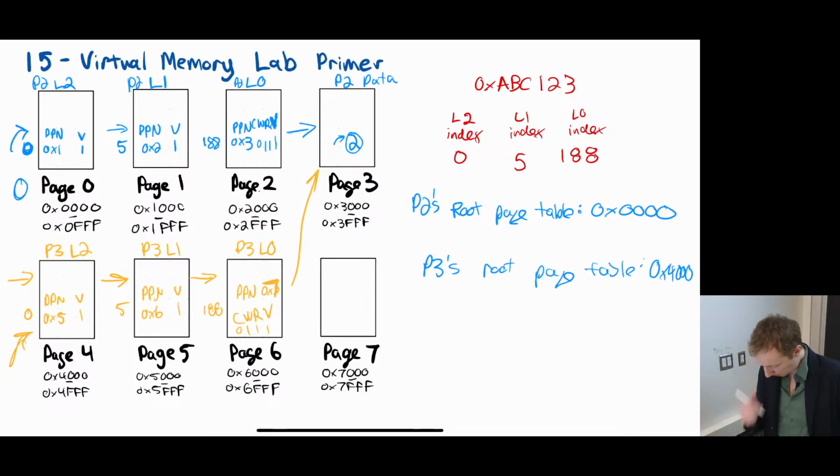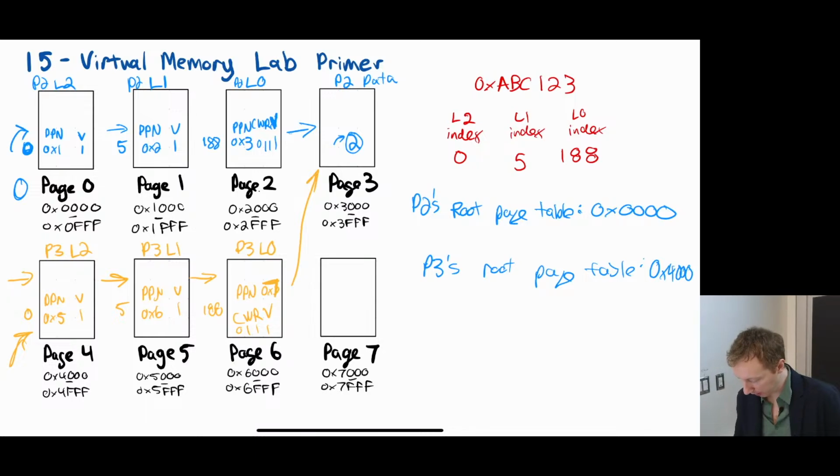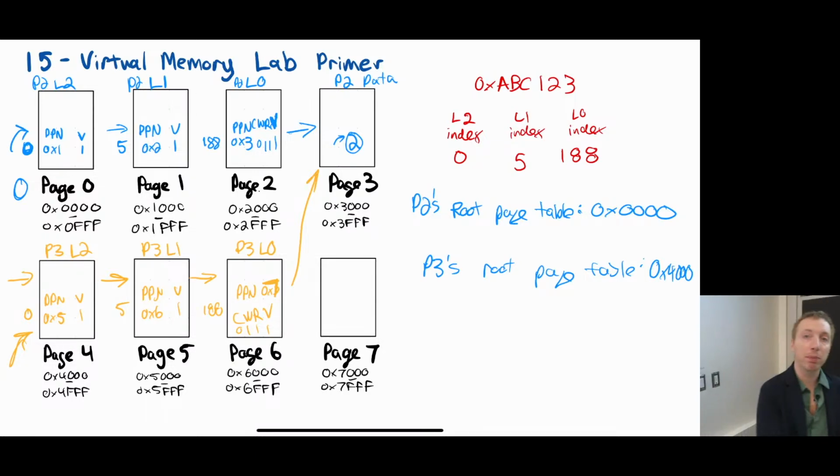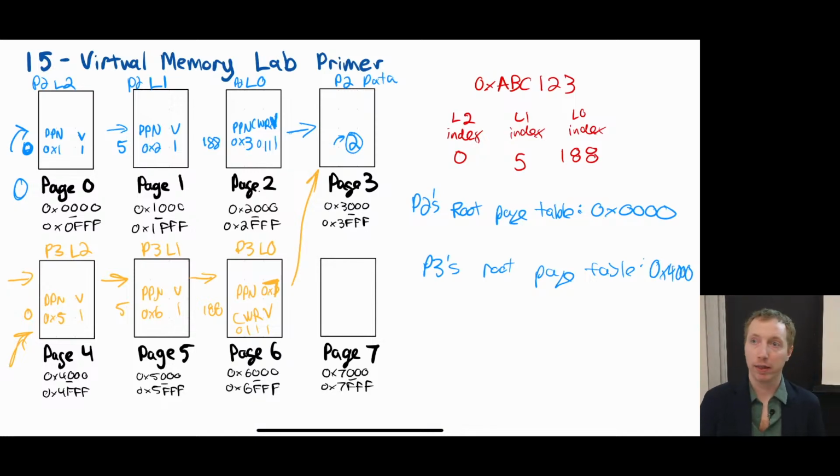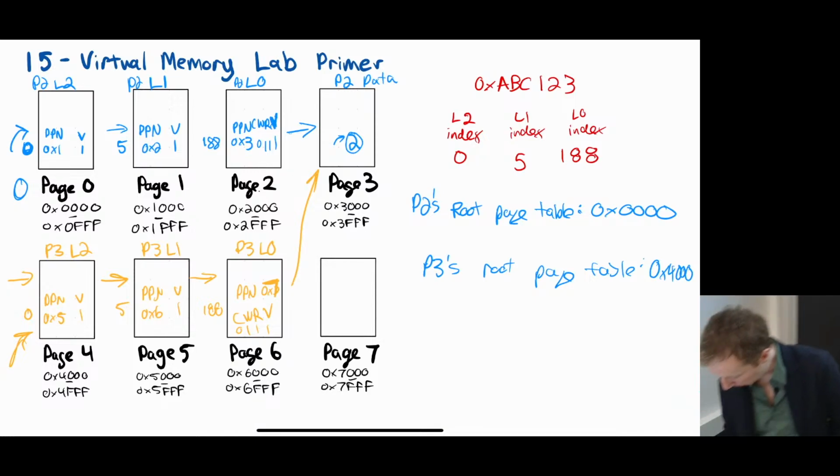So what I want to happen is that as soon as one process tries to modify that virtual address, let's say it was process 3.